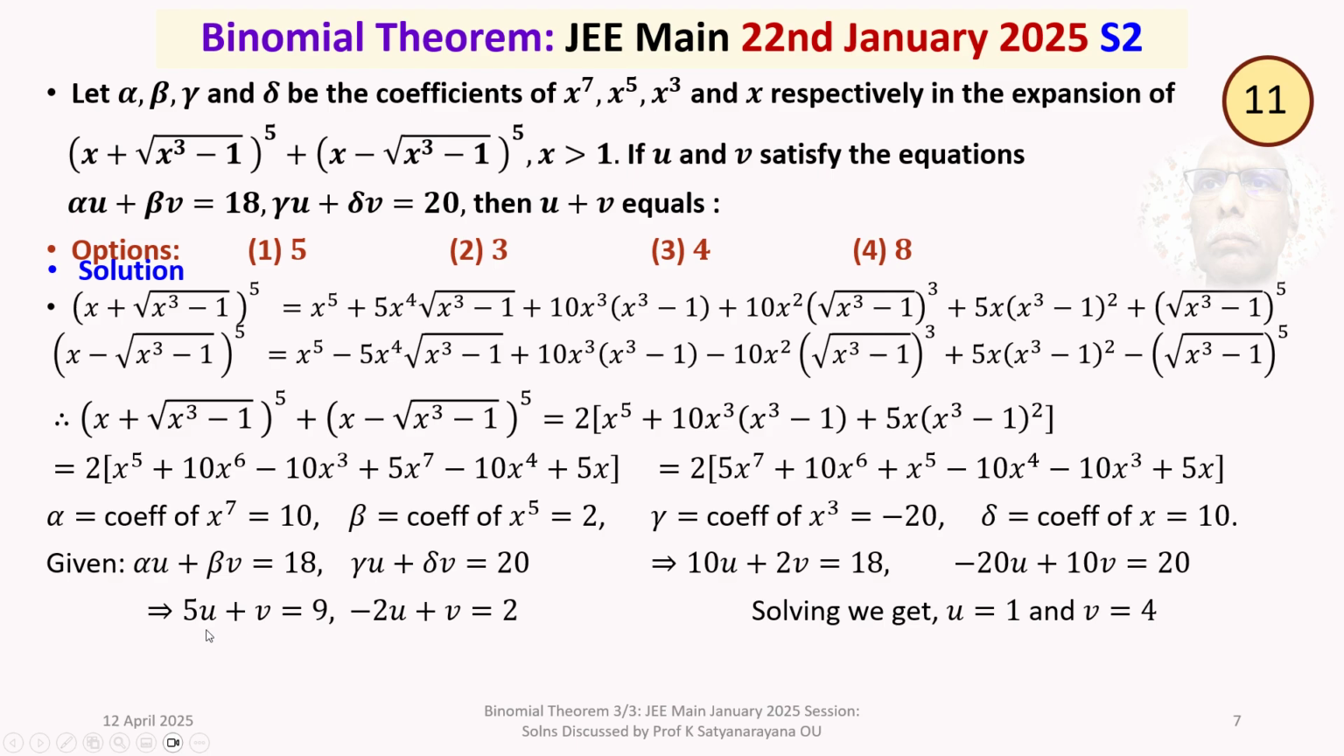Now solve for u and v. We know how to solve them. I am sure you will solve it. After solving we get u equal to 1, v equal to 4. What is it that we want? u + v. u is 1, v is 4, so 1 + 4 is 5. The answer appears against option 1. Therefore, the answer to this question is option 1.